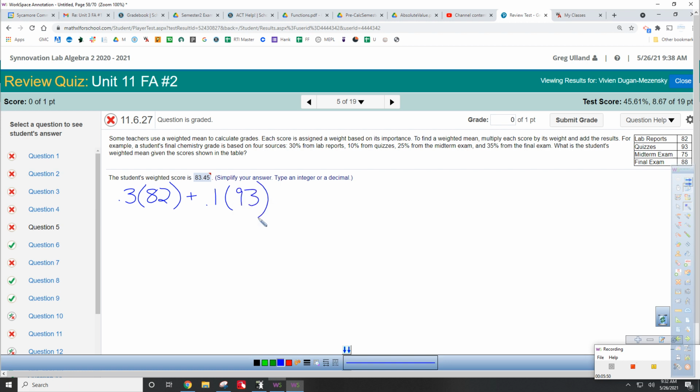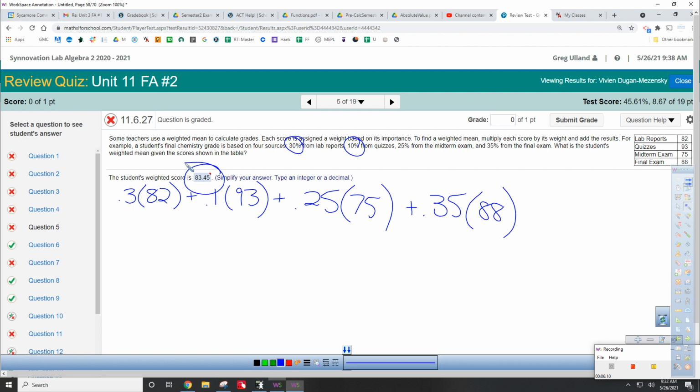0.1 times 93. That's 10% and 30%. Plus 25% of it is from the midterm, and plus 35% of it is from the final. Okay? Pop that in your calculator. It'll give you this. You must have been close, but I bet you added them and divided by 4.